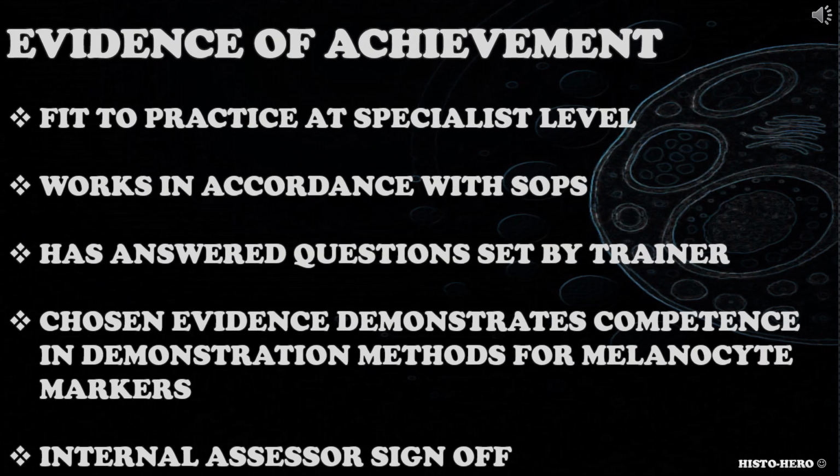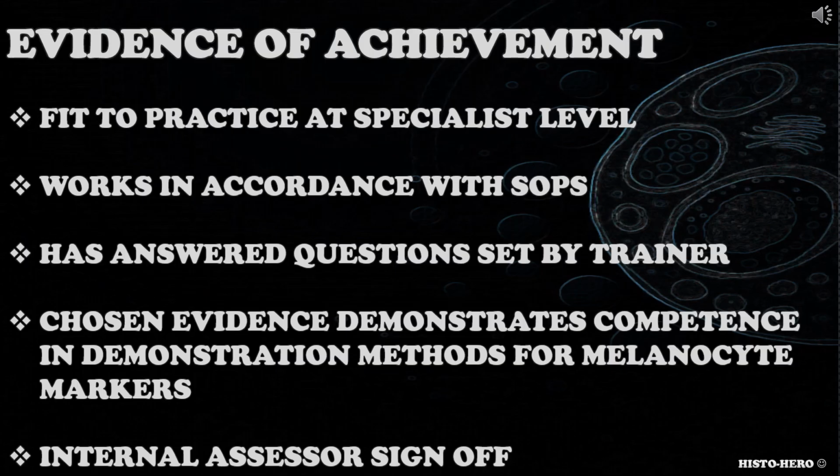Each subsection also has evidence of achievement. This is a part where your training officer signs you off as competent and fit to practice as a BMS at the specialist level. The training officer will confirm that you can work in accordance with local SOPs relevant to this section. They will also confirm that you have answered questions set by them to test knowledge and skills relevant to this section, and they will confirm that your chosen evidence demonstrates your competence relevant to this section.